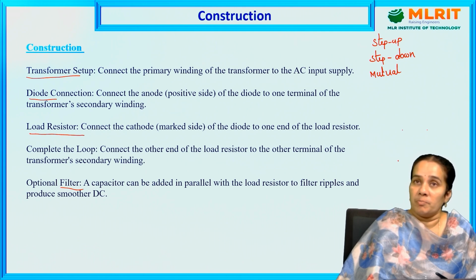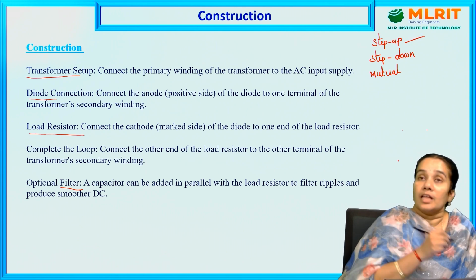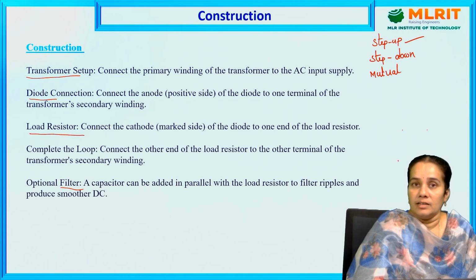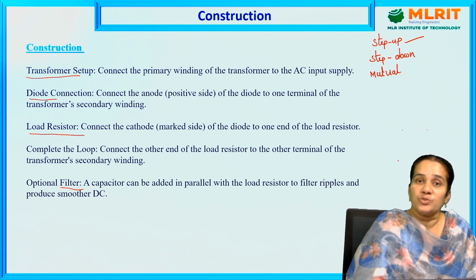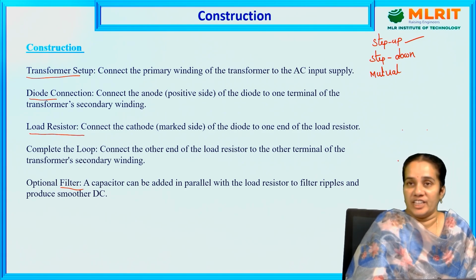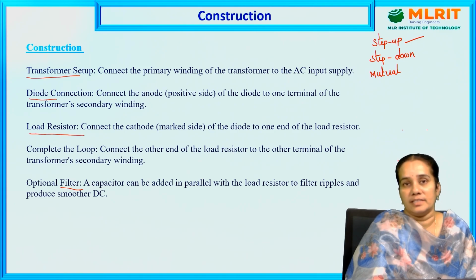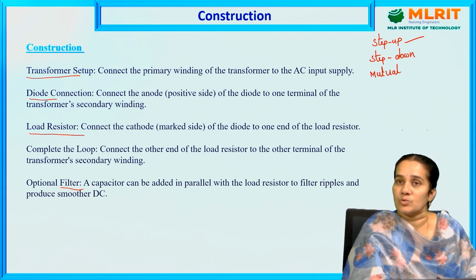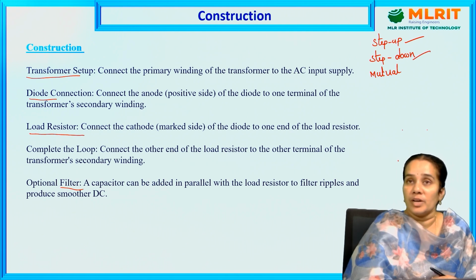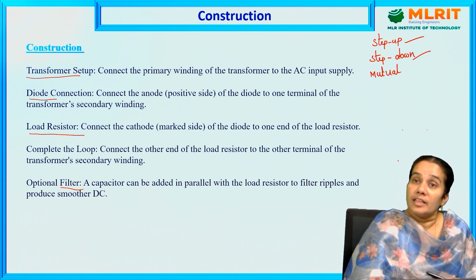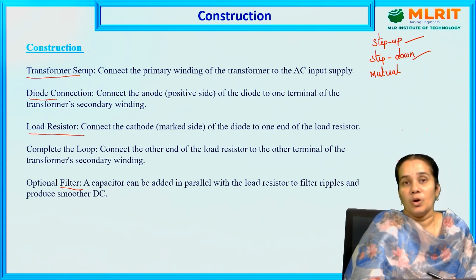Coming to the step-up transformer, the number of windings in the primary winding is less than in the secondary winding, so the output voltage increases. In the step-down transformer, the number of windings in the primary winding is more than in the secondary winding, so the output voltage is less. In the mutual transformer, the number of windings in the primary and secondary windings are equal, so whatever input voltage we give, the same output voltage occurs.